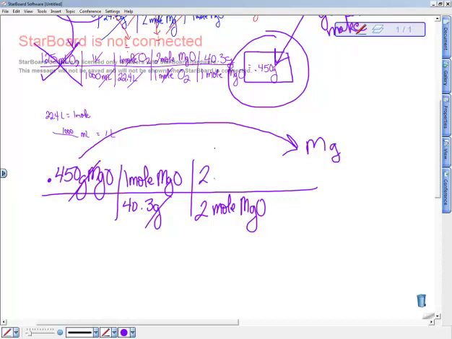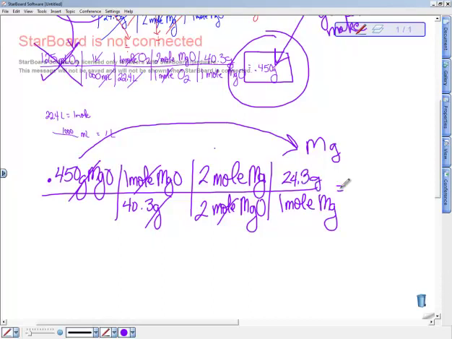I think it was a 2. 2 mole of Mg. And then at the very end, I'm cross-canceling again, I'm going to end with magnesium. So check it out. 1 mole of Mg is, if you check, 24.3 grams.